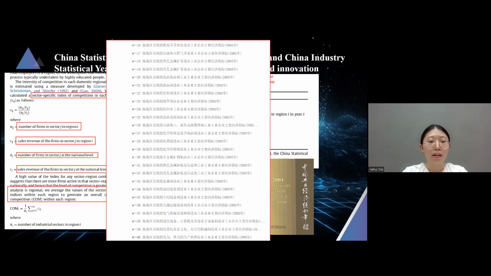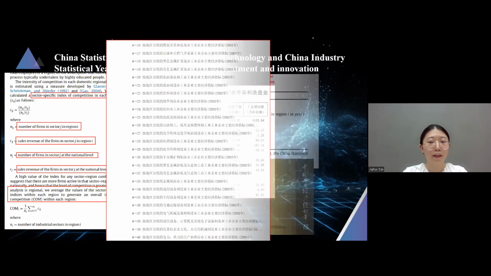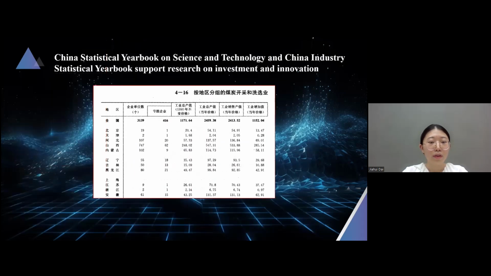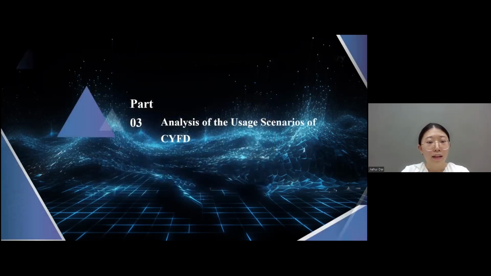The authors used major economic indicators of industrial firms in various sectors by region. This is a national number of firms and industry sales revenue of coal mining and washing industry, as well as relevant data of this sector by region. This data strongly support the conclusion of this study. CYFD is very useful, and then let's analyze its usage scenarios.